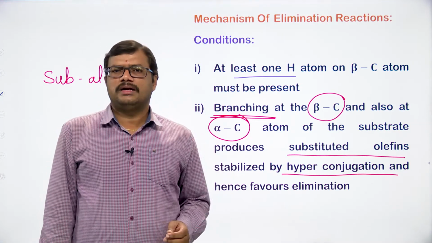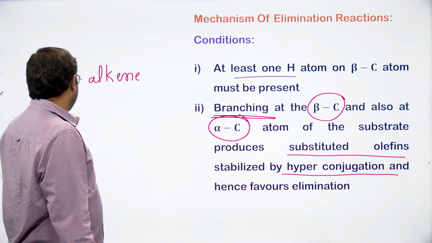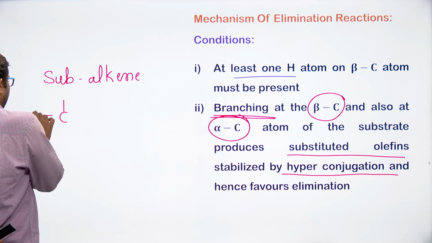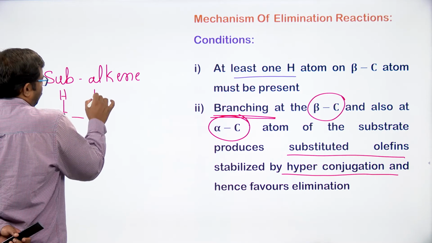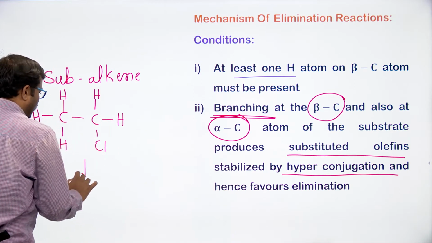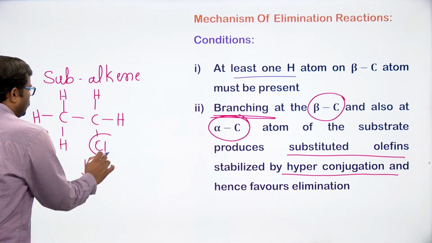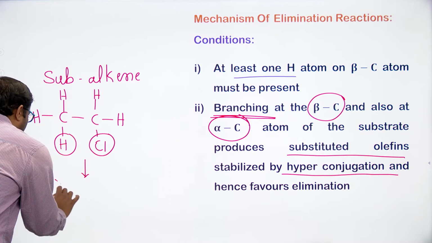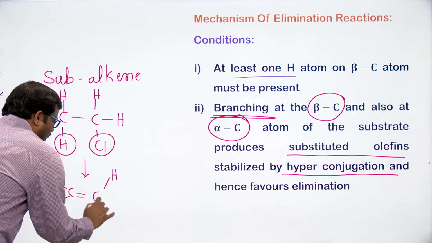Whenever we get a substituted alkene, it will be stabilized by hyperconjugation. So that is the concept given here. For example, if we have CH3, I am writing it in elaborated fashion, ethyl chloride, when it is treated with alcoholic potassium hydroxide, halogen and hydrogen are removed and we get the corresponding compound, ethene.